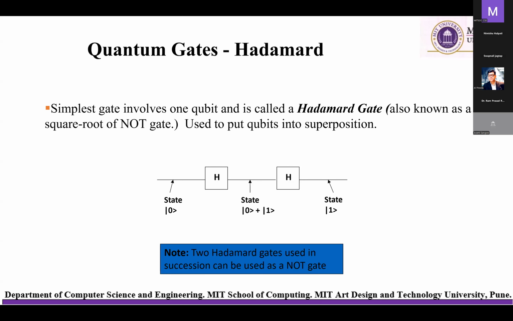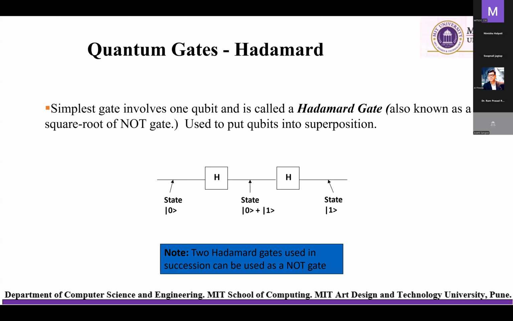The Hadamard gate is one of the simplest quantum gates, operating on a single qubit. It is often referred to as the square root of the NOT gate. The Hadamard gate is primarily used to create superposition states from the computational basis states 0 and 1. When applied to the state 0, it transforms the qubit into the state which is an equal superposition of 0 and 1.